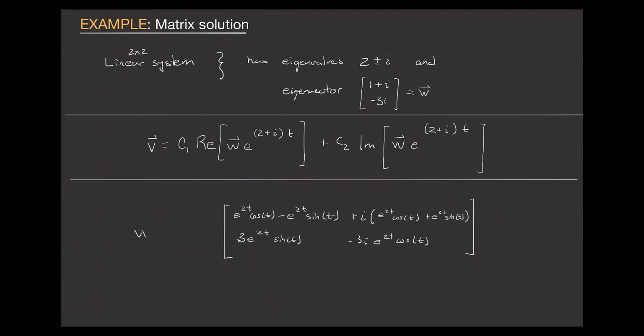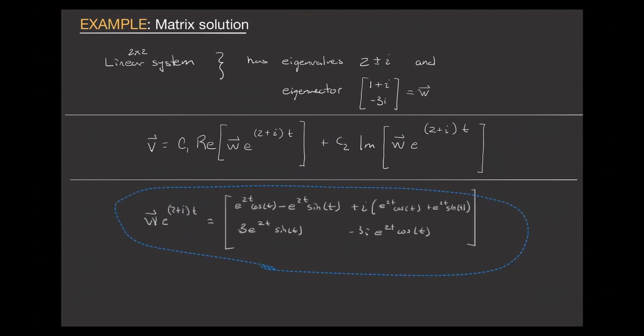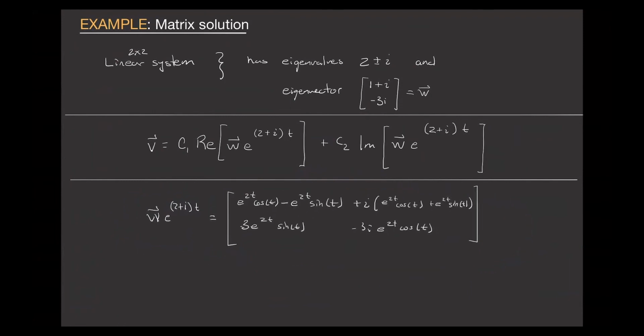So we said that w, e to the 2 plus i t, is equal to this thing. And of course, we can partition it into the part that has real entries, which I'll highlight here. Let's do reddish for real, or magenta, I guess. And then let's go for real red. And then we'll go here, which is going to be the imaginary.